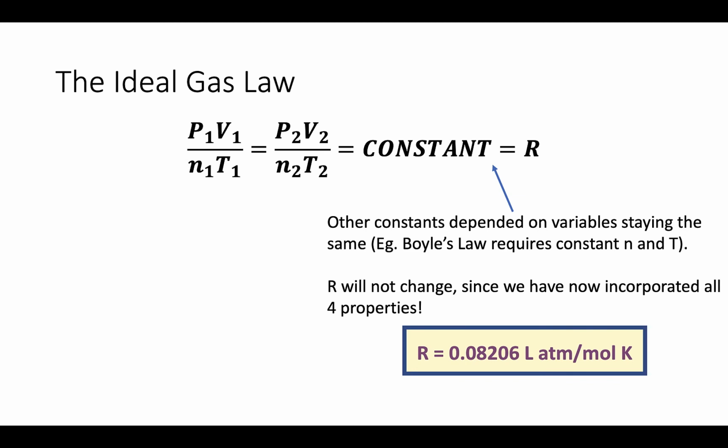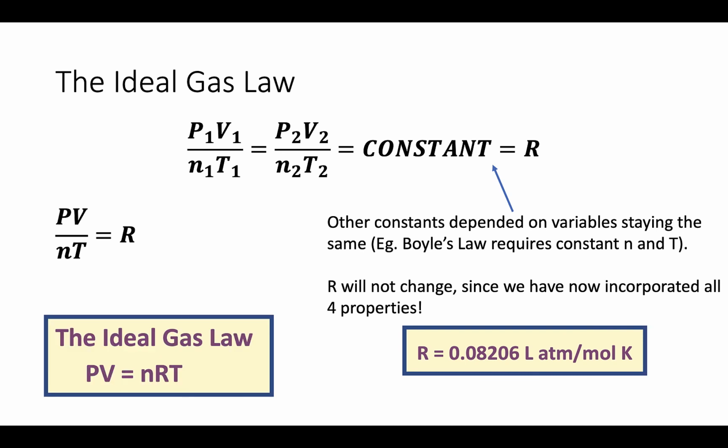N is moles, T must be in Kelvin. But we do have multiple units we can use for pressure and volume. So if you're going to use this value of R, which I encourage you to do, make sure that you're dealing with pressure and volume in terms of liters and atmospheres. Again, we can say now that PV over NT equals R.